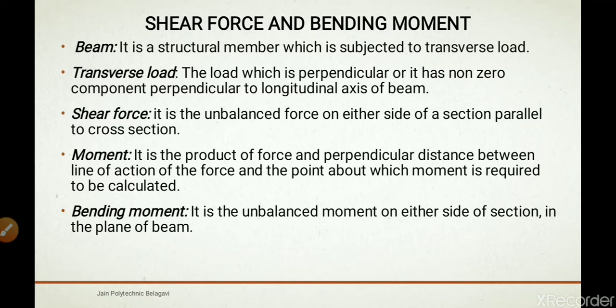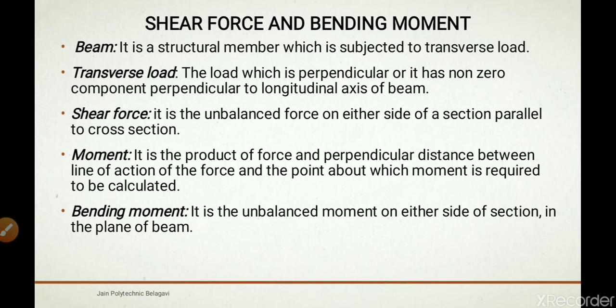Okay. So this bending moment is further classified into two: sagging bending moment or hogging bending moment. Sagging will be considered as positive bending moment, and hogging bending moment will be considered as negative bending moment. So, a very simple definition: force into perpendicular distance is nothing but the moment.